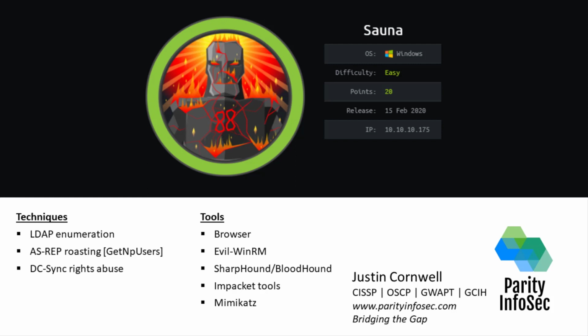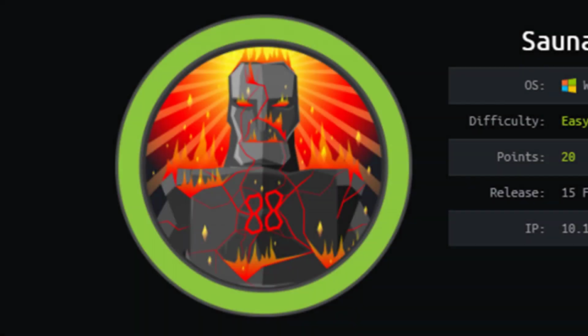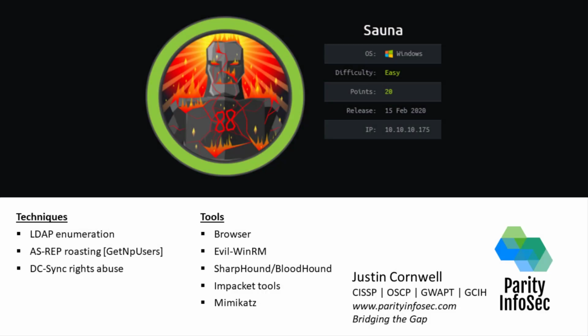Today we're going to be going through the newest retirement over on HackTheBox, which is Sauna. If you look at the graphic here, it gives away a little bit of what we're going to be dealing with. You see the big 88 on his chest. We're going to be dealing with some Kerberos issues. There will be a little bit of LDAP in there as well, so we'll do some LDAP enumeration, get into some of the Kerberos AS-REP roasting factor, and then we'll go over the DCSync rights on one of the accounts that we find as we go through that.